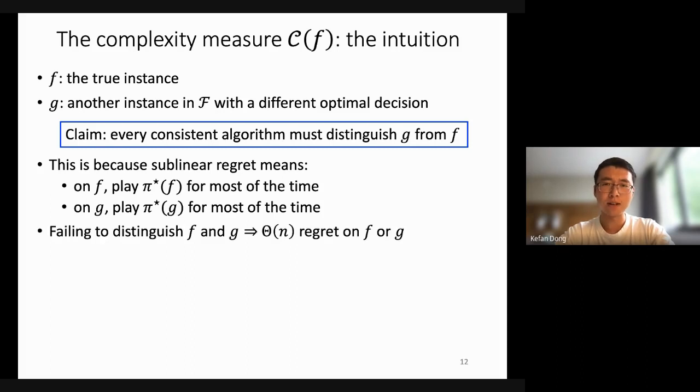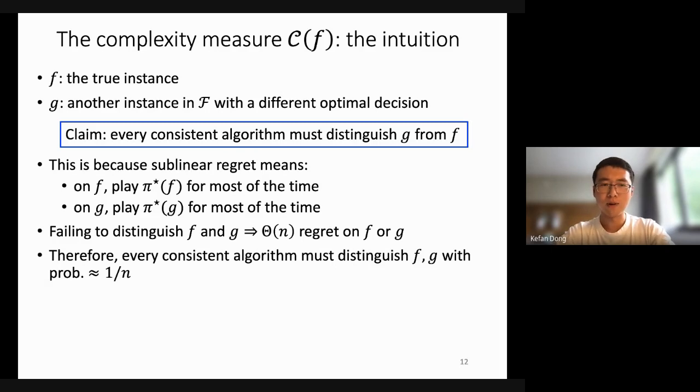If the algorithm fails to distinguish F and G, meaning that it will play the same decision on both F and G, then we will have a linear regret on at least one of these instances. Therefore, every consistent algorithm must distinguish F and G with probability something like 1 over n. So if you only distinguish with a probability, say 1 over square root n, you will have a square root n regret.